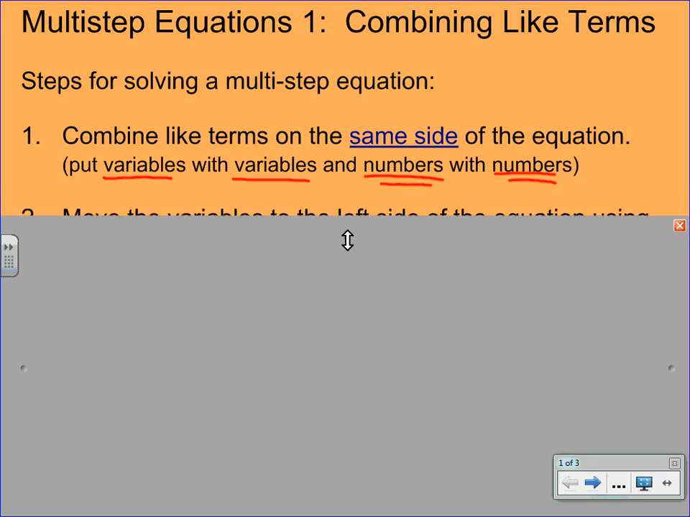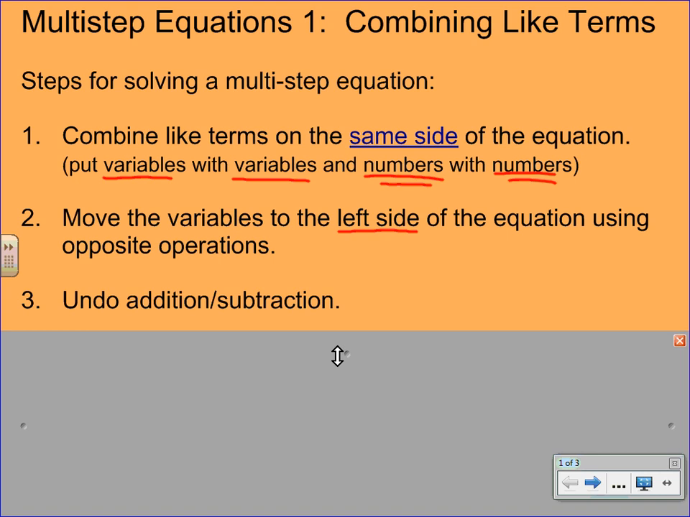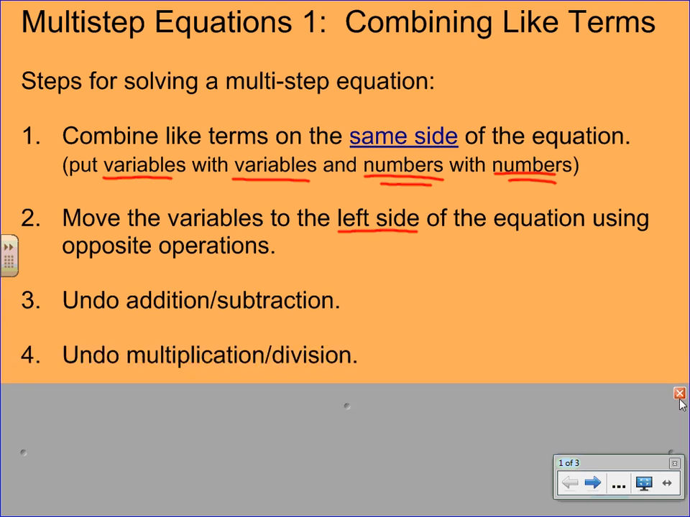After that, you're going to notice some of these same steps from previous notes. Once you've done it, you've reduced it back to a problem that has variables on both sides potentially. So we want to make sure that all the variables get put to the left side using opposite operations. Again, there's no magic to the left side. You could do the right side, but I think if we have a more standard way of doing things, sometimes it's easier. After that, you're going to undo addition and subtraction. And lastly, undo multiplication and division, just like before.